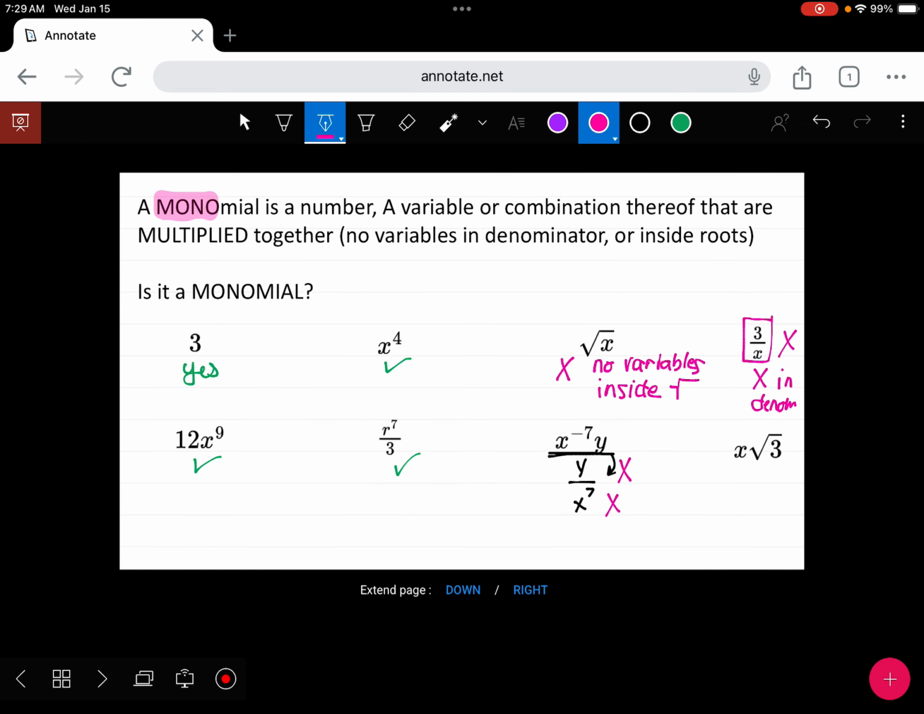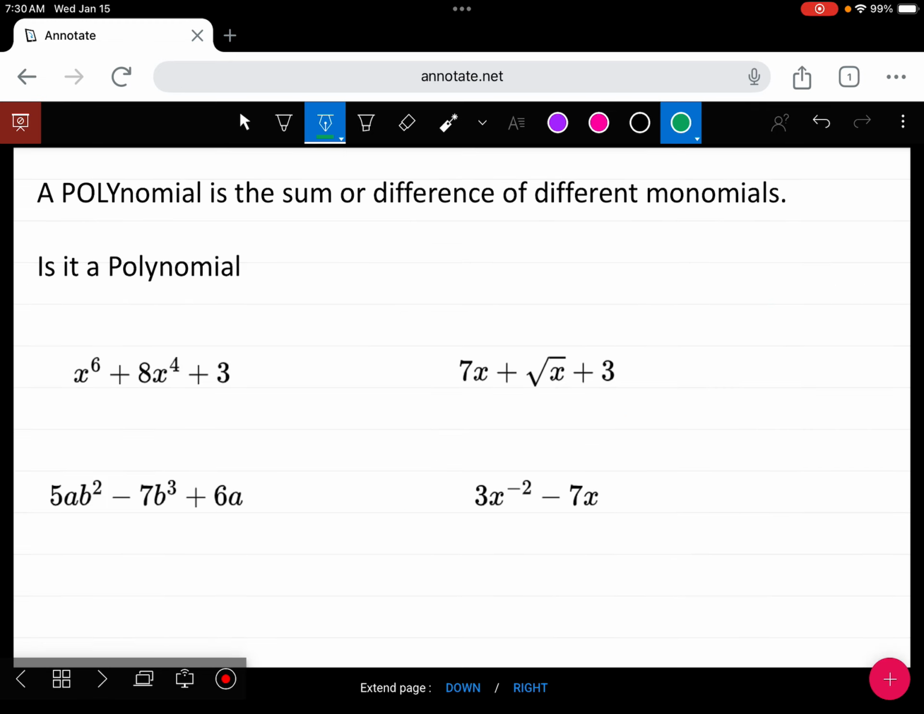And then our last one here, x square root of 3. Totally fine. We can have square roots of numbers. It's an icky gross decimal, but it's a thing. We can do that. Okay? So kind of seeing the pieces on what is and is not a monomial. Awesome stuff. Because we're going to use our monomials to help us build polynomials. So monomial is one thing. Polynomial is many things.